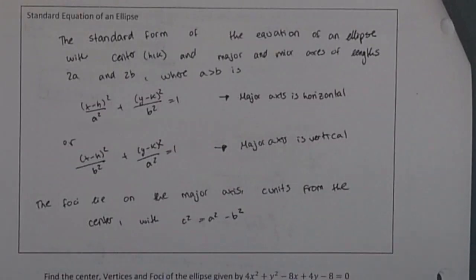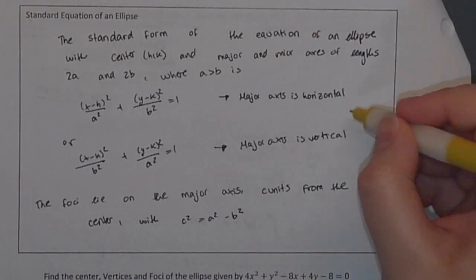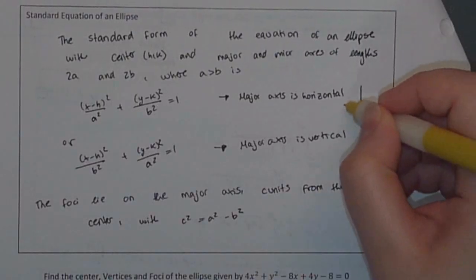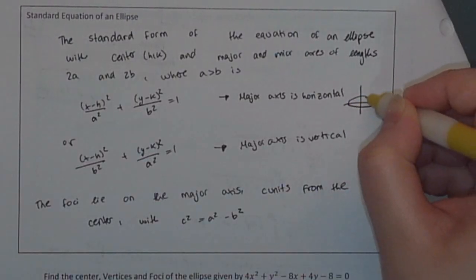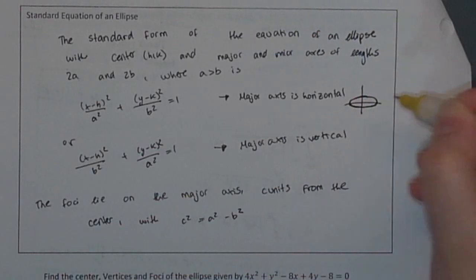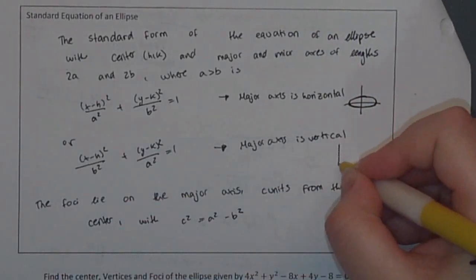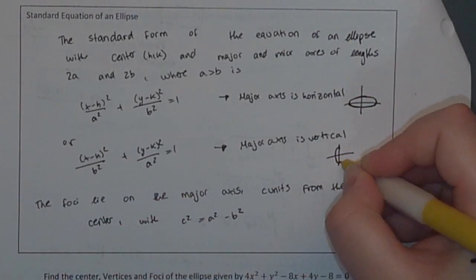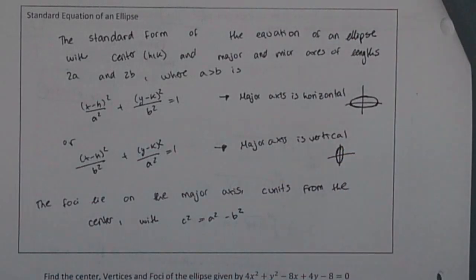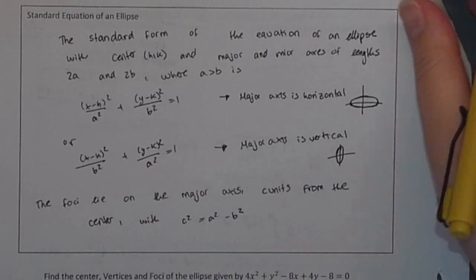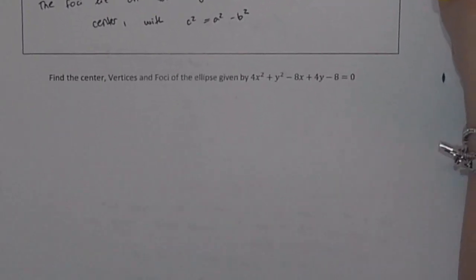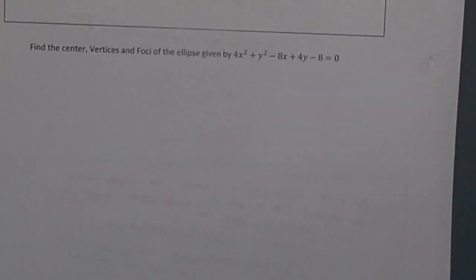Alright, so we have two types of ellipses. We have the ones where the major axis is on the horizontal, meaning they're oval shaped going this way, so they're longer on the horizontal axis, and then we have the vertical ones that are longer on the vertical axis. So for our first problem, we're asked to find the center, vertices, and foci of the given ellipse.